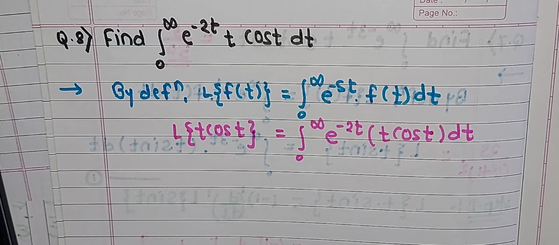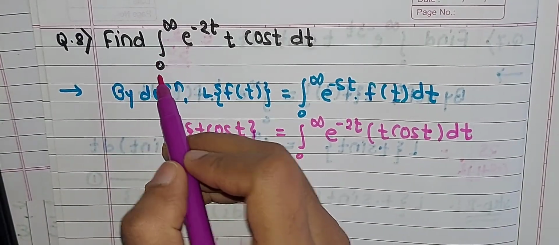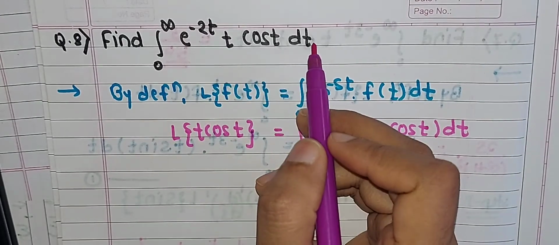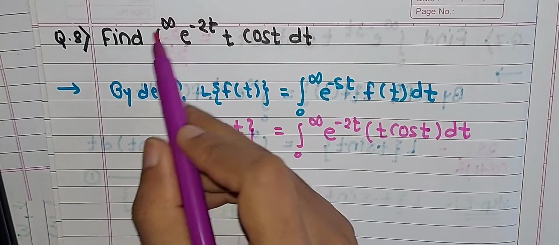In this lecture, we will discuss another example which is related to this type, that is find integration 0 to infinity e raised to minus 2t into t into cos t dt. Okay, so the first example of this method we have already solved in the previous lecture. So let's check how to solve this question.